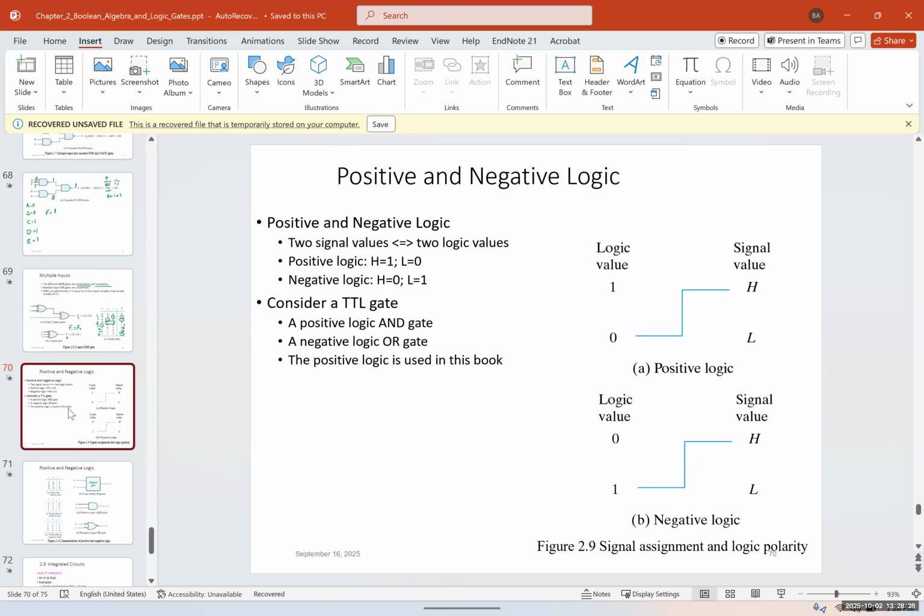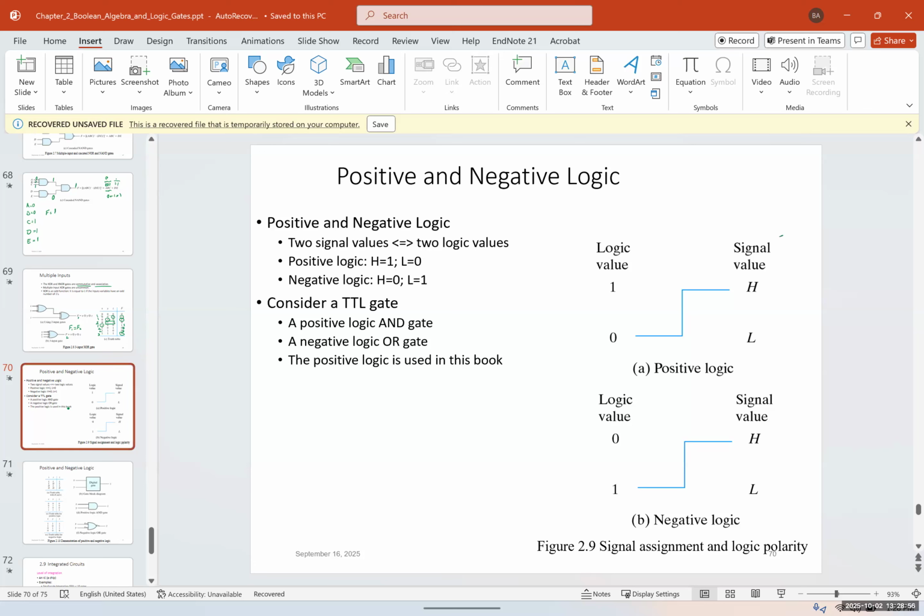Now, in logic gates, we have different logic levels. We have positive and negative logic. Sometimes we show the ones with a positive voltage and zeros with 0 volts. Sometimes it's the opposite. We show the logic of 0 with 5 volts, for example, and the logic of 1 with 0 volts.